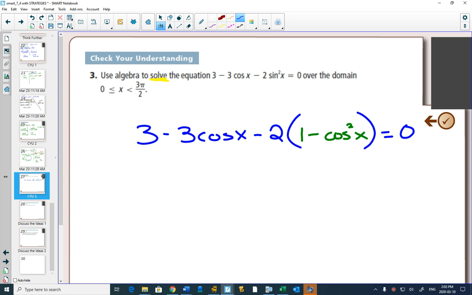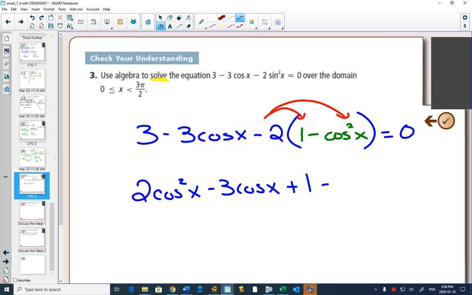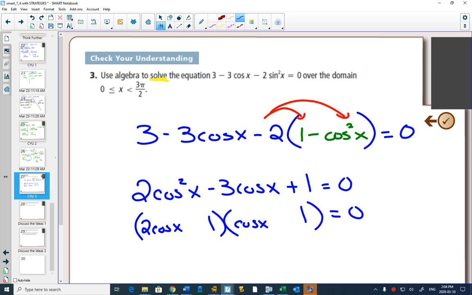If I distribute this -2, I'm going to get a positive 2 cos squared x, still have -3 cos x, and I'm going to get 3 minus 2, which is plus 1, equals 0. Let's see if we can factor this. Maybe we have to use the quadratic formula. If you could factor it, it would have to be 2 cos x and cos x, and 1 would have to be 1 and 1. We have to check, can our outside and inside combine to get a -3? Yes, if they're both negative.